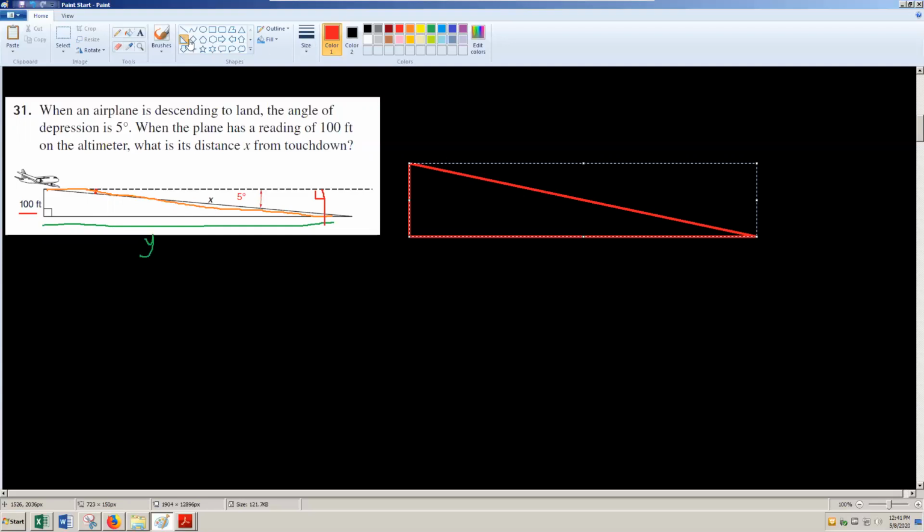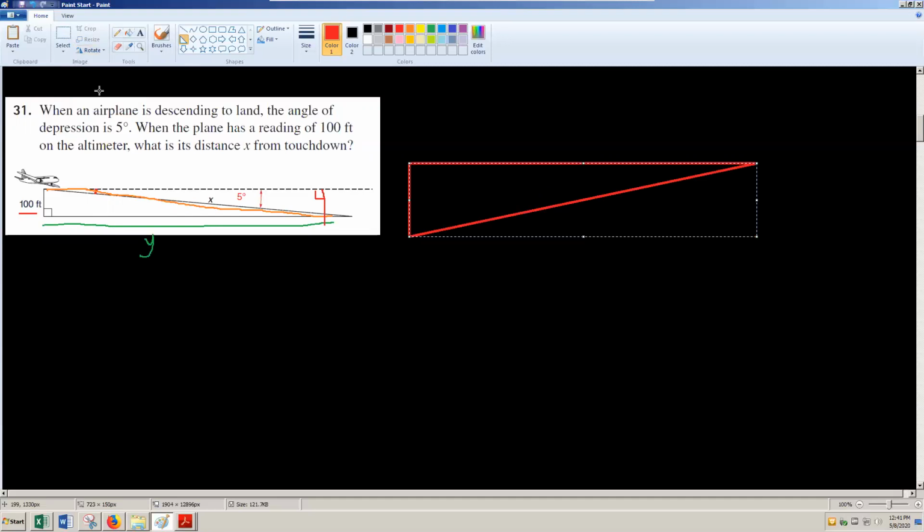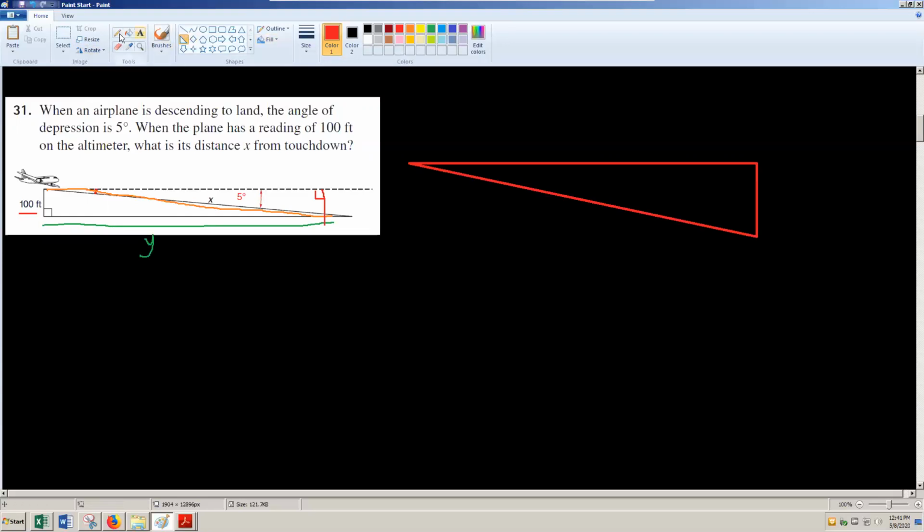But no problem. So let's flip this thing, and let's flip it again. So this would be the triangle that I'd be using here. This is my 5 degrees. Up here, I don't know the distance. Here's the thing that I want. So again, this is my orange x value here. And then I've got my height, which is given to me as 100. So there's my right angle.